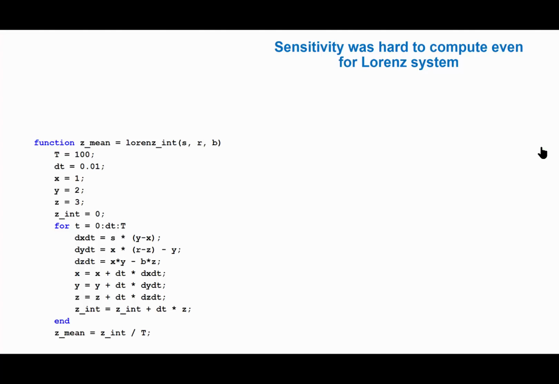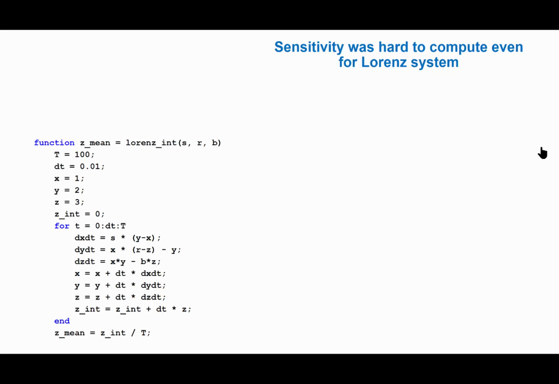This problem is not just for CFD calculations. So this is a MATLAB program. This is my entire simulation, just a few lines of MATLAB code. It is one of the simplest chaotic dynamical systems you can simulate, the Lorenz system. So it has parameters S, R, and B. I'm simulating this for 100 time units, taking a time step of 0.01.